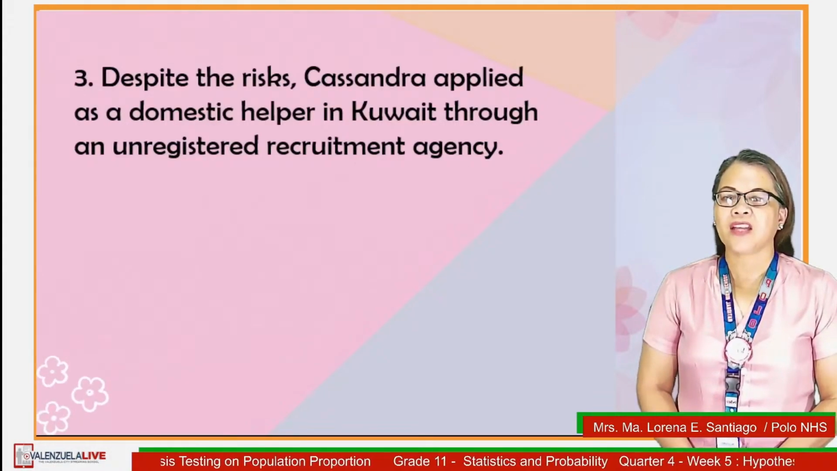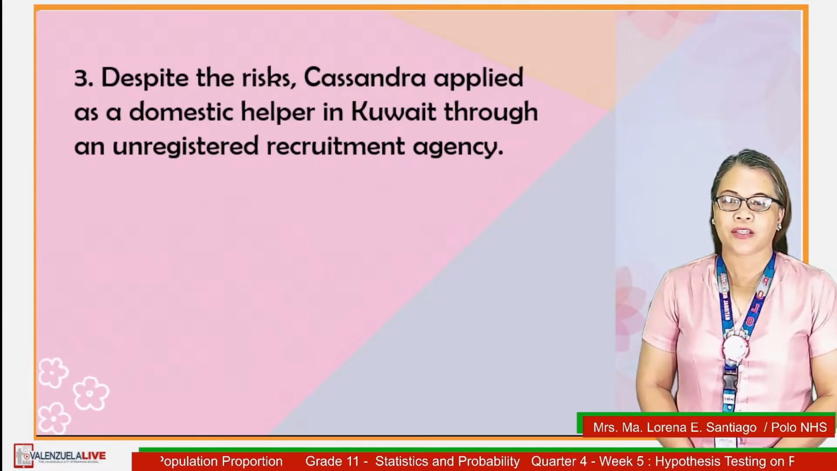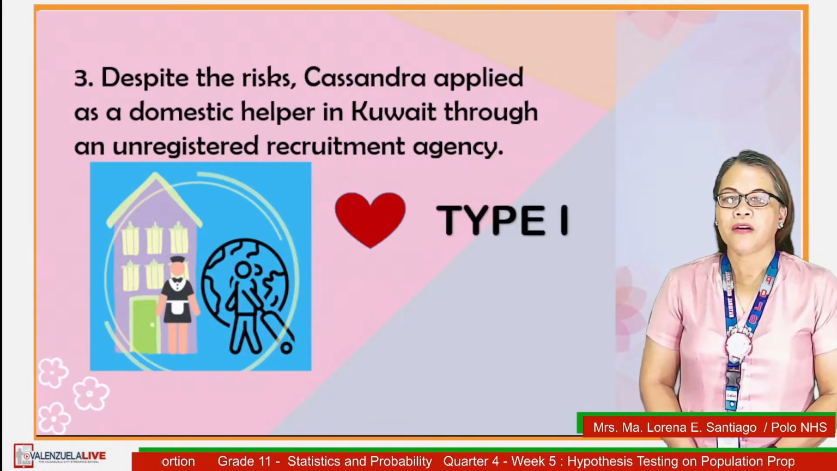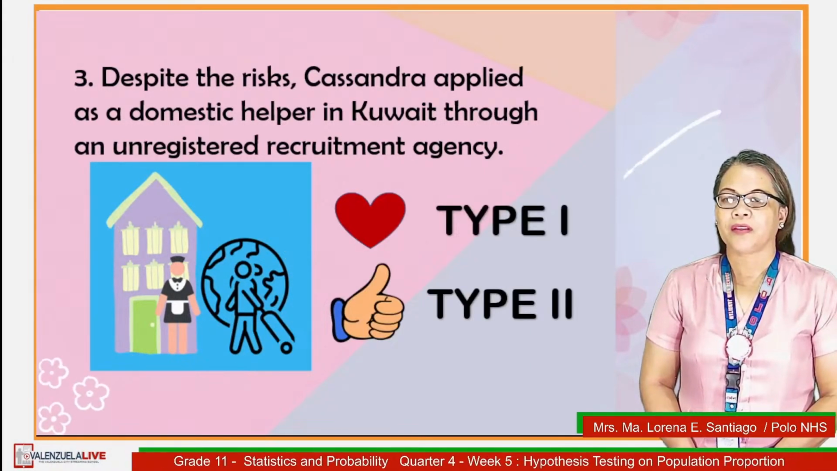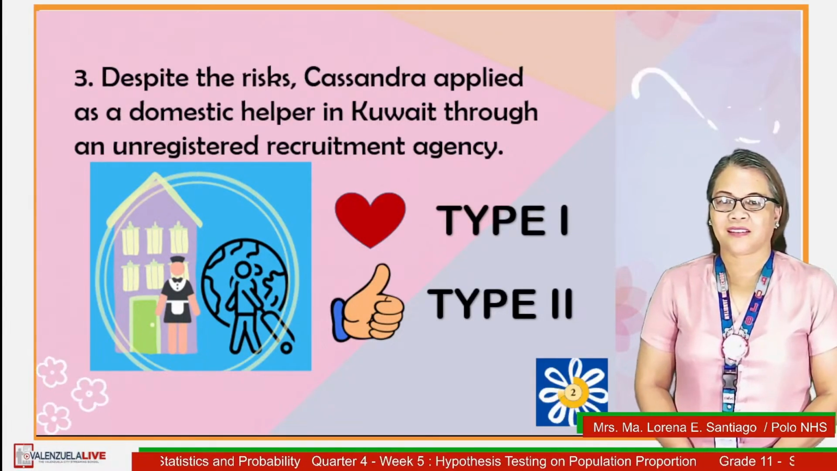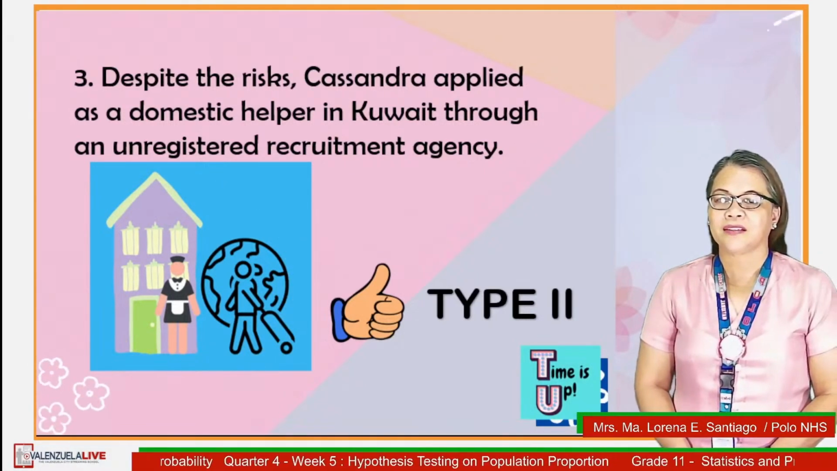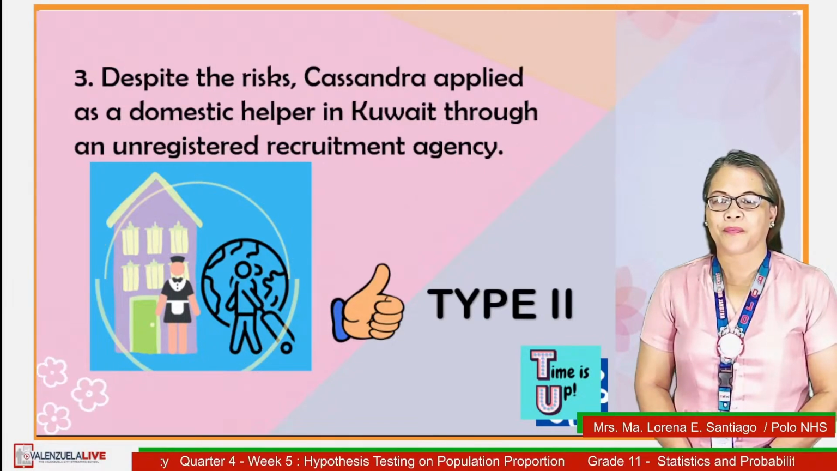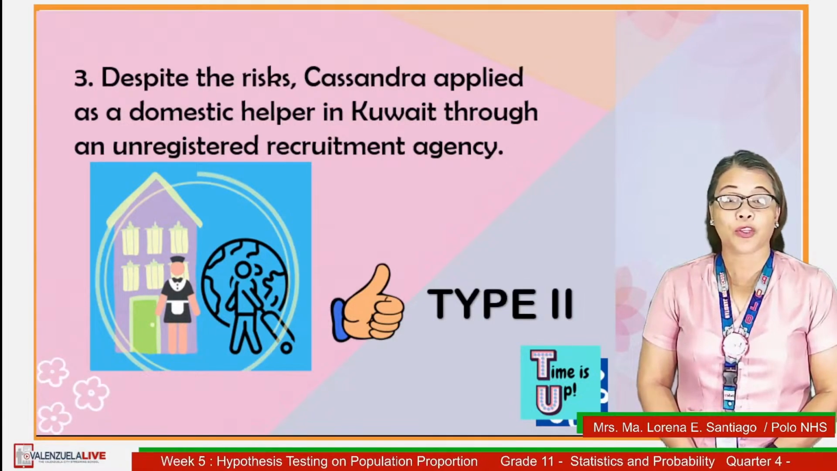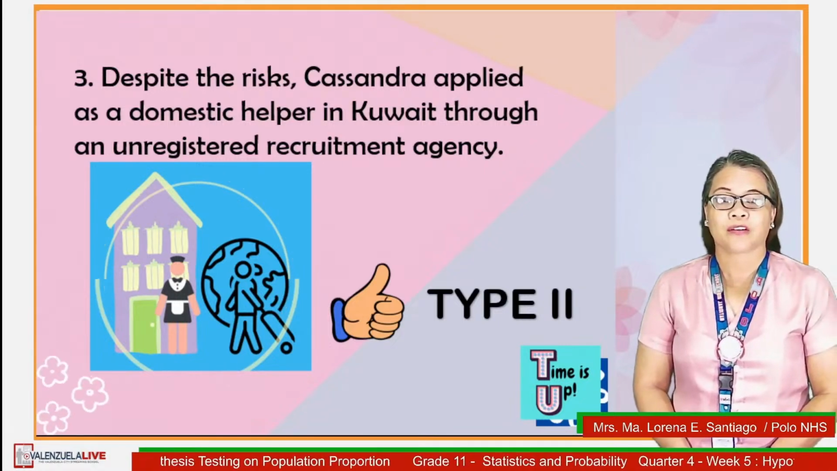Okay, let's have number 3. Despite the risk, Cassandra applied as a domestic helper in Kuwait through an unregistered recruitment agency. React hard if it's a type 1 error, or react like if it's a type 2 error. Timer starts now. Time is up. The correct answer is, of course, it's a type 2 error. Usually, an unregistered recruitment agency does not have the complete documents to secure the employment of workers abroad. It's really risky on the part of the overseas worker.